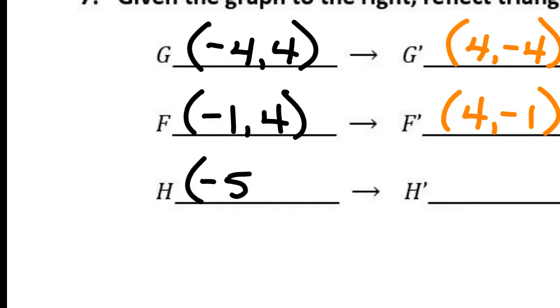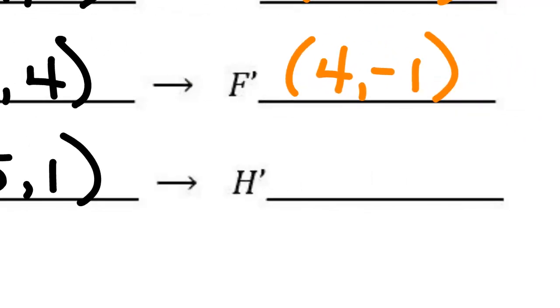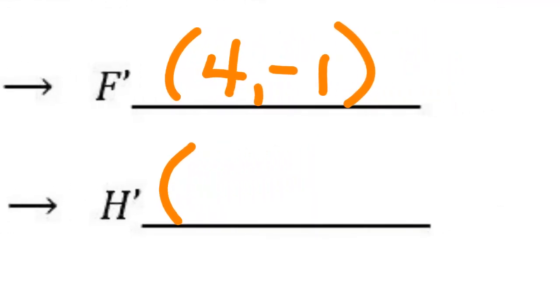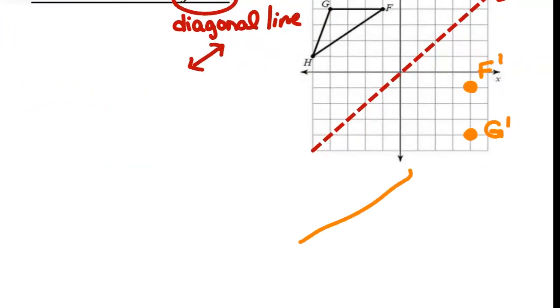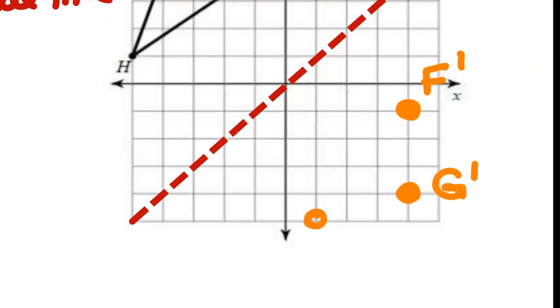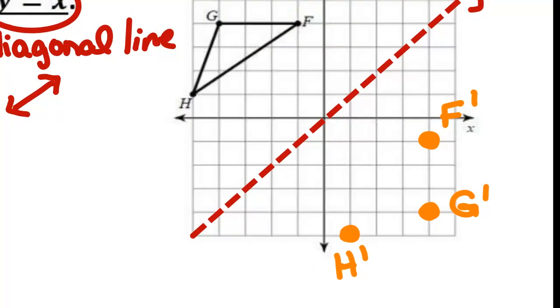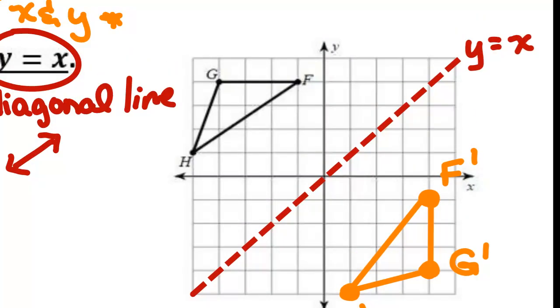Negative 5, 1. So where is H prime at then? 1, negative 5 is correct. 1, negative 5 would be right here. So there's H prime, and then I grab my straight edge and I connect my points to make my reflected triangle. It should look like a fold over this line.